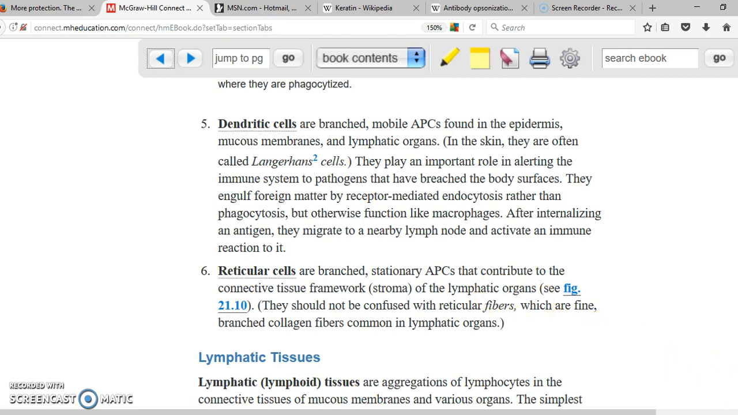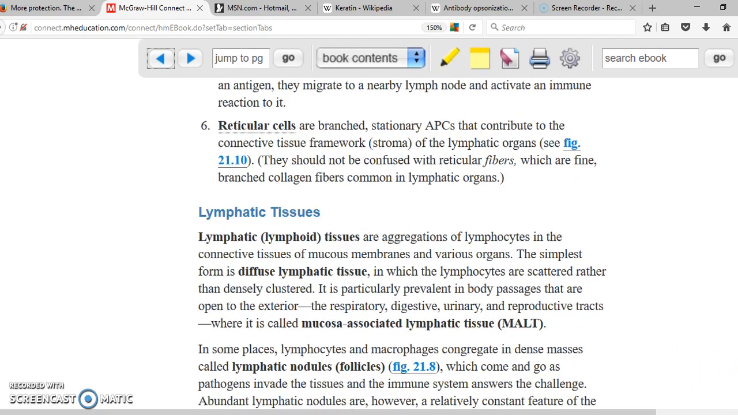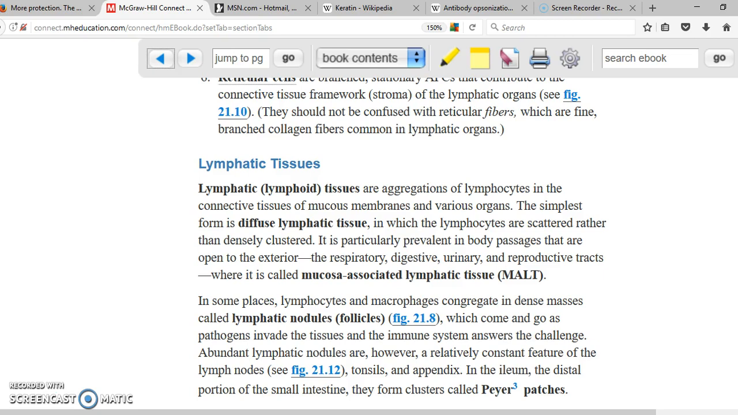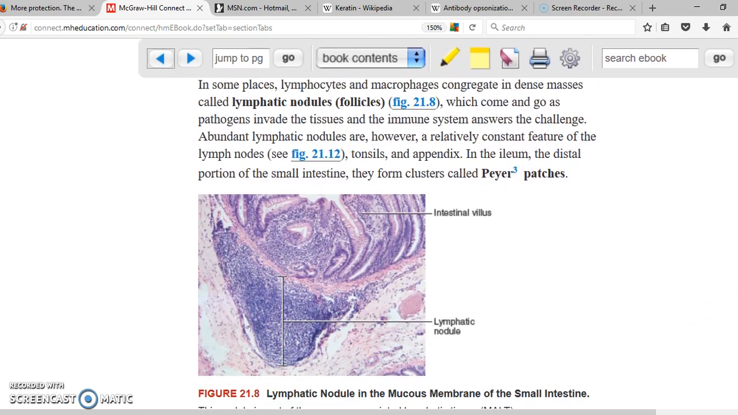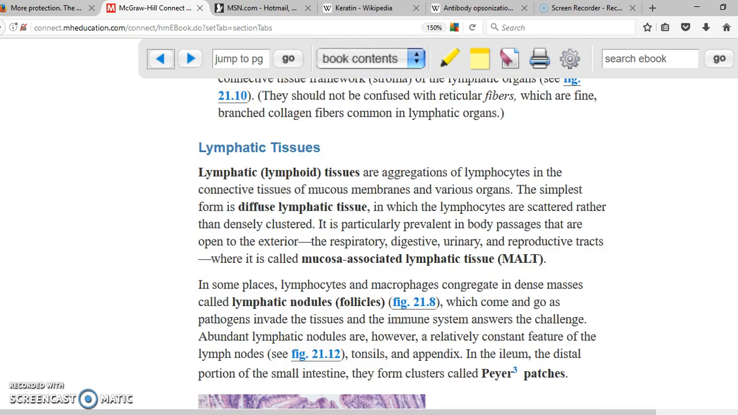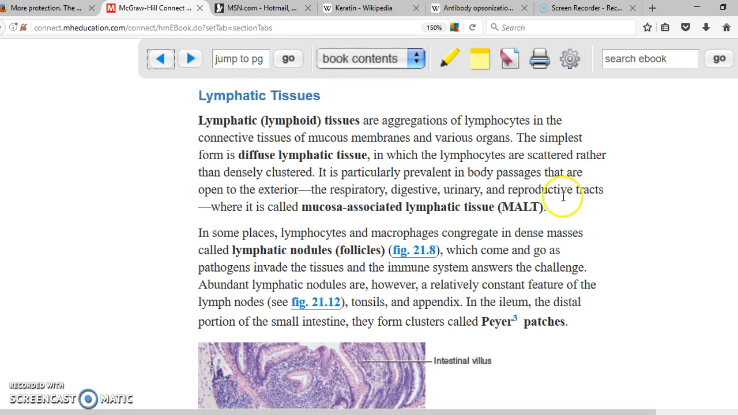So let's keep going. We have then lymphatic tissues. Again, this is the lymphatic system. Systems are composed of organs. Organs are composed of tissues, and tissues are composed of cells, and all these different elements are found in this particular system. So we talked about some cells. Now we are going to talk about lymphatic tissues. Lymphatic tissues, basically, are just sets of cells that are going to group together in a diffuse way.